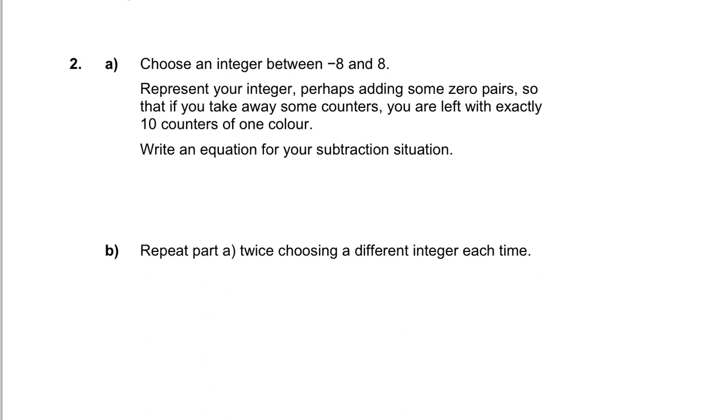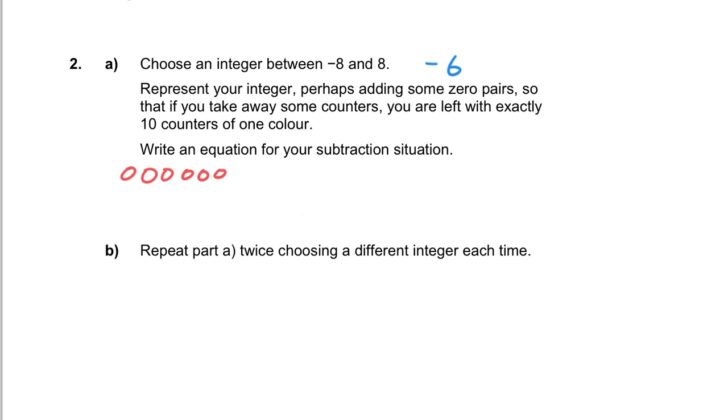Number 2 says, choose an integer between negative 8 and 8. I'm going to just randomly choose, let's say, negative 6. Represent your integer, perhaps adding some 0 pairs, so that if you take away some counters, you are left with exactly 10 counters of one color. Write an equation for your subtraction situation. All right, so I have to represent my integer with at least 6 negative counters.